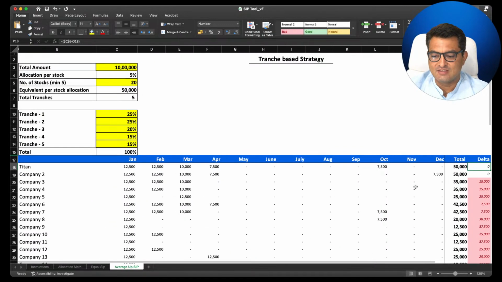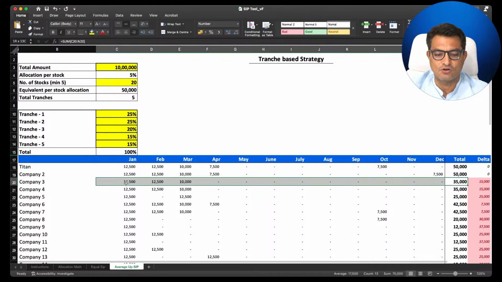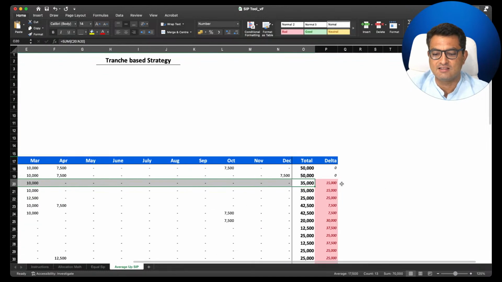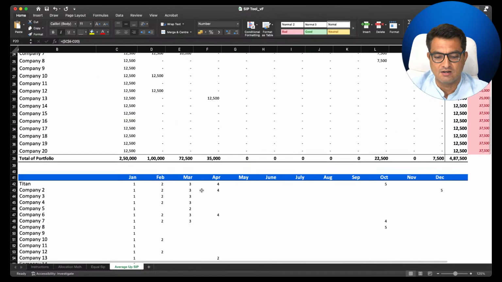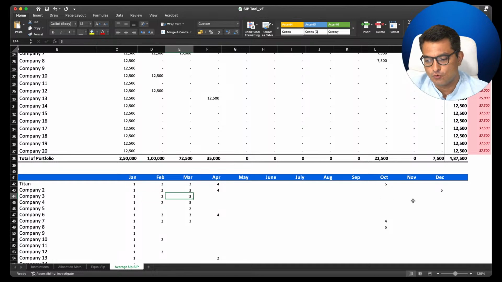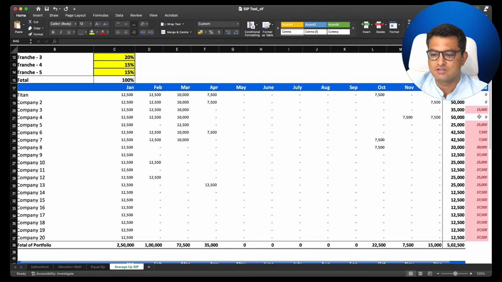Now, say for example, if there is any room for any other stock, okay, it will show you that, okay, here 15,000 more rupees needs to be added. So say for example, you have done here first tranche, second tranche, third tranche, then probably fourth you need to do here, and say fifth you can do it here. Okay, whatever month it is coming up, and it will now show that it has become zero. Now it is fully allocated.